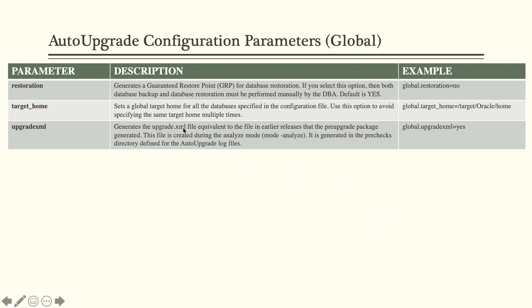Then the target Oracle home, which Oracle RDBMS binaries you are trying to upgrade to. In my case, it will be pointing to a 19C Oracle home. And then, like in the old days when you used to run the pre-upgrade information tool, it generates an upgrade.xml file, like in earlier releases of the pre-upgrade package, which will tell you what exactly is going to happen during the upgrade. It's a synopsis, or a quick summary, of what will happen during this particular upgrade.